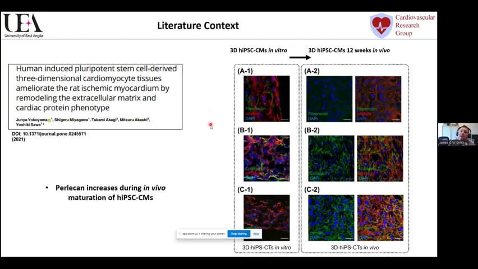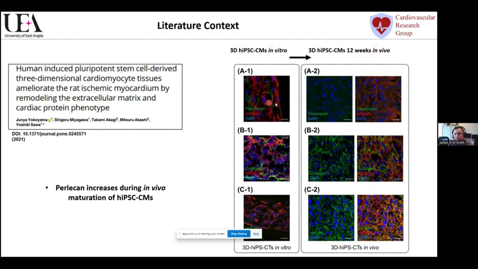So in the same way that I've shown you in this study, we can produce 3D tissues of iPSC-derived cardiomyocytes in vitro. The authors here were looking at the effect of transplanting them in vivo for 12 weeks. And again, this is actually the best way of maturing these tissues. We can't mature them in vitro, so this is the best way of doing it. You put it back in vivo and they go through an accelerated level of maturation.